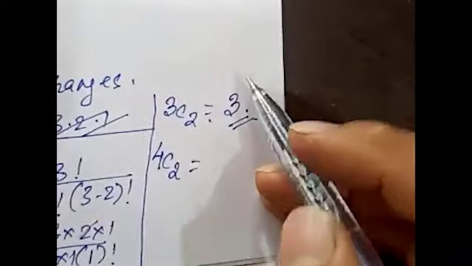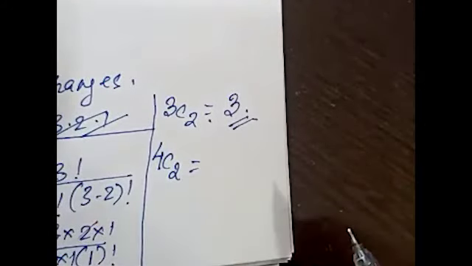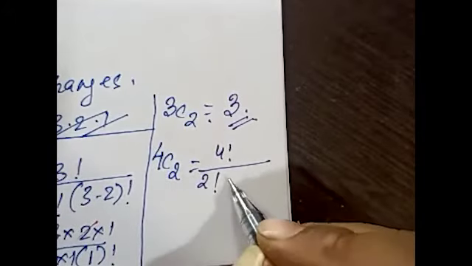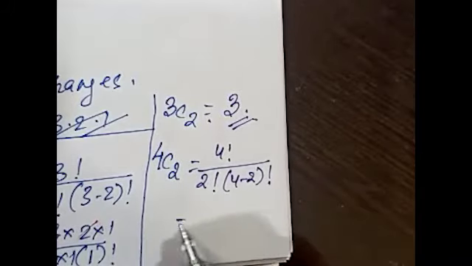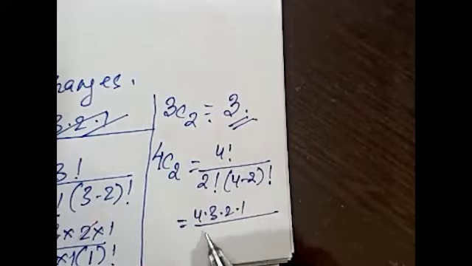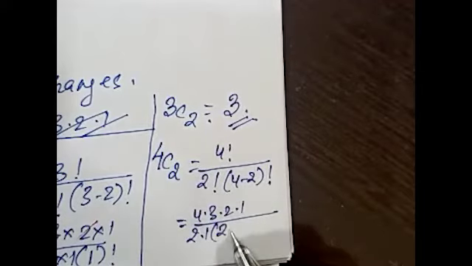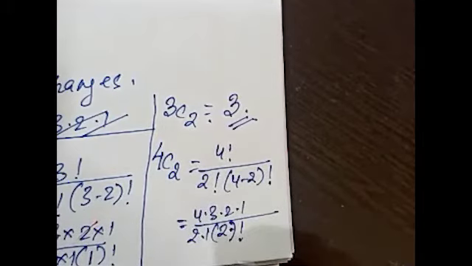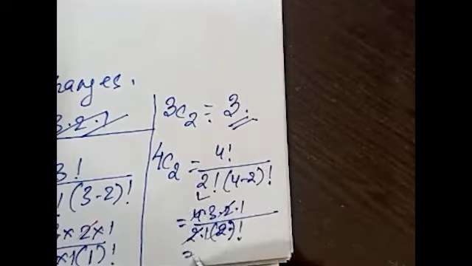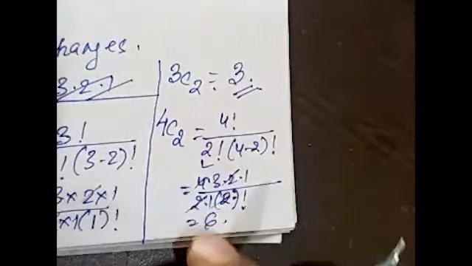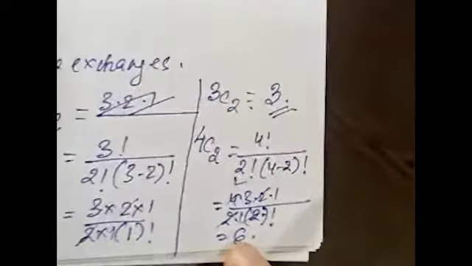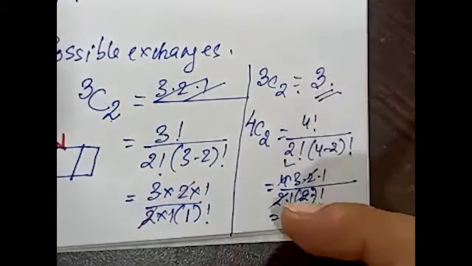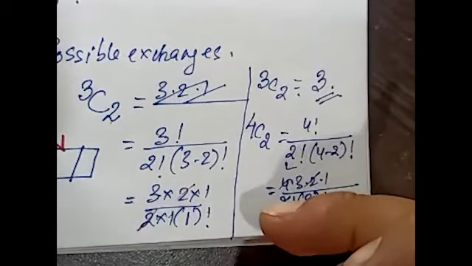So this will become 3C2 is equal to 3, so 4C2 ultimately, what will it be? 4 factorial divided by 2 factorial, 4 minus 2 factorial. So 4 into 3 into 2 into 1 divided by 2 into 1, and 4 minus 2 is 2 factorial, which means 2 into 1, that's all. So it will be 2, 2 to the 4, so it is ultimately 6. So with 4C2 the number of possible exchanges comes out as 6, and with 3C2 it will become 3. So you see the number of possible exchanges increases by 2 times.